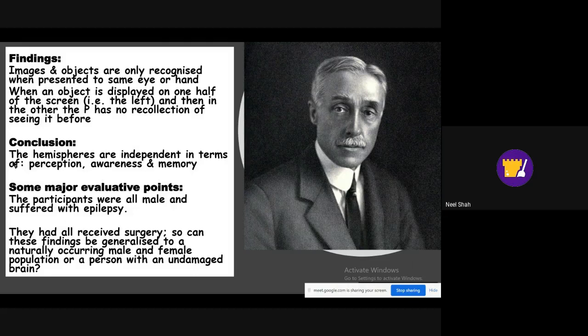The key important conclusion that Sperry came to was that the hemispheres are independent in terms of perception, awareness, and memory. So basically, it's like having two brains in one. If your left side of the brain was involved in doing something, the right side of your brain will not remember it. So it's a very interesting study here. And again, look in the textbook to go over the details again. But this is essentially what it's saying.